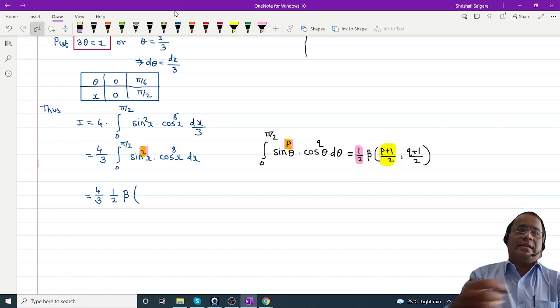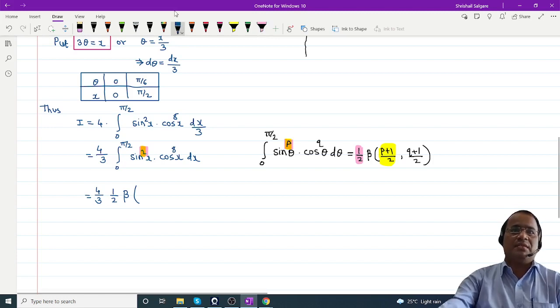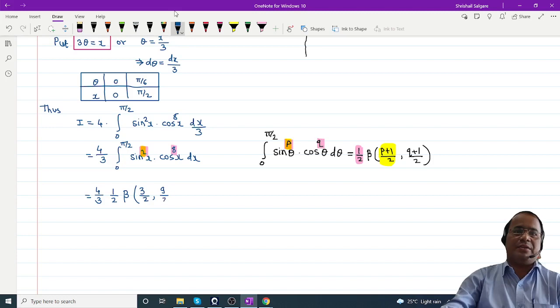Let's continue. So here the value of p is 2. So p plus 1 means 2 plus 1, that comes as 3 by 2. And the second one, the value of q is 8. If you compare these two, the second parameter is 8 plus 1, that is 9 by 2. Now further, this answer you have to simplify. So it comes as 2 by 3.